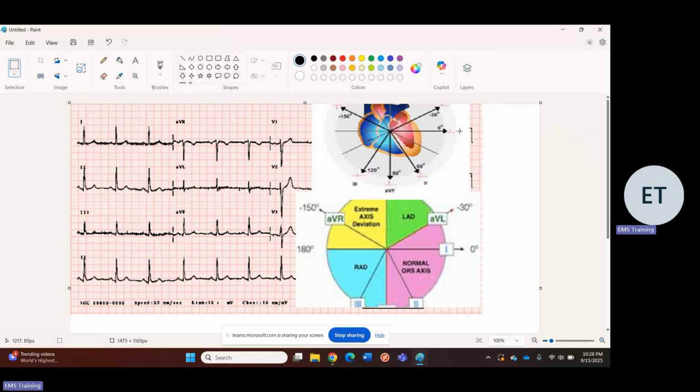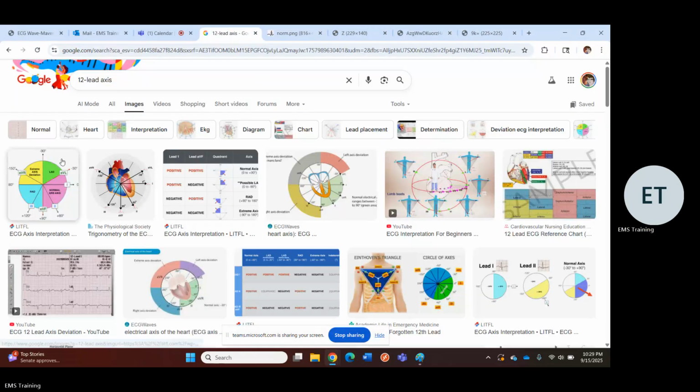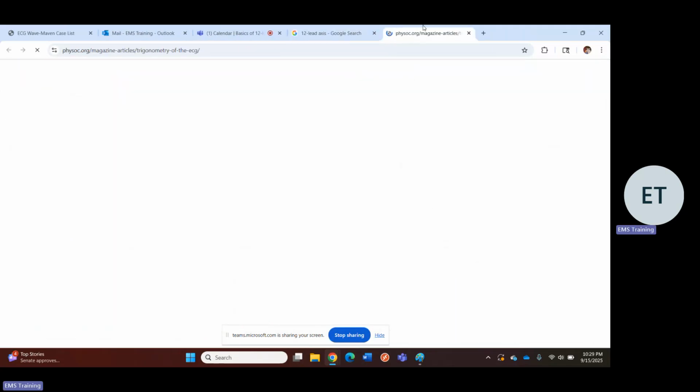you don't have to memorize that 1 goes here, 2 goes here, AVF, 3, whatever, negative 150. People are like, oh my gosh, that's so intimidating. I can't remember it. It's really not that bad. So the way that I like to remember it is, oh, I wish that was a better picture. Let's see.